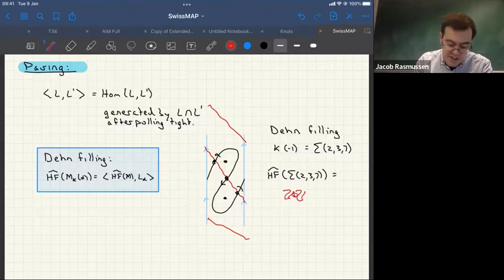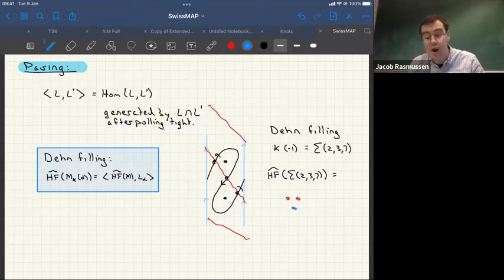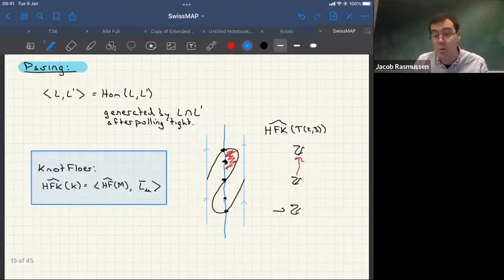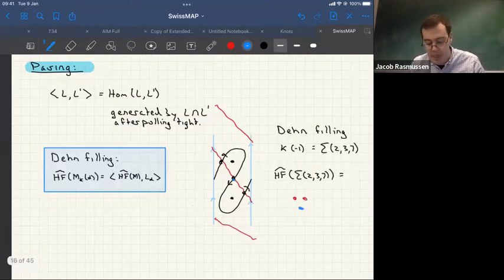Maybe I'll just draw dots here. 2 generators in one grading and 1 generator at this middle one and the opposite Z mod 2 grading. Okay, so each of these dots means a copy of Z mod 2. And you'll notice that back here I already forgot and wrote the wrong thing. I should have written F here instead of Z.